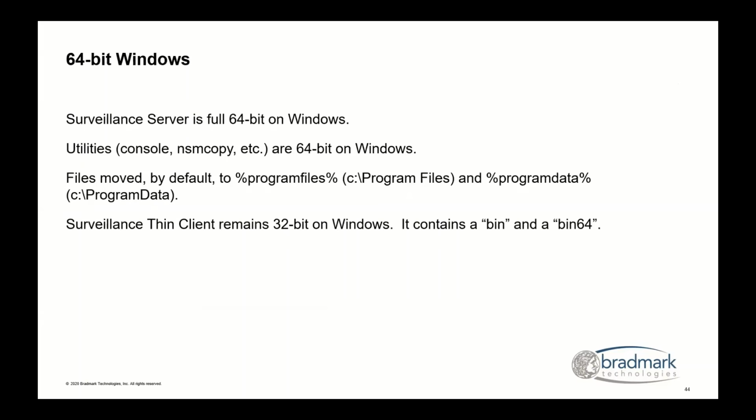The files are moving from where they're currently located to program files and program data. Right now, they're in program files x86, so that's a little bit of a change there. There's some environment variables and stuff like that that are introduced as well to handle that. Our thin client, though, if you're still using our Windows thin client, remains on 32-bit on Windows, and there's actually two different directories. There's a bin and a bin64 to handle the difference between the 32-bit executables from the actual Windows client versus the utilities like console, stuff like that.